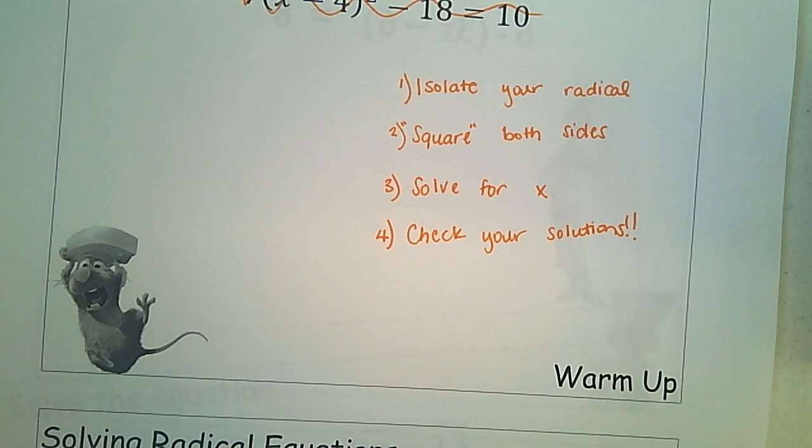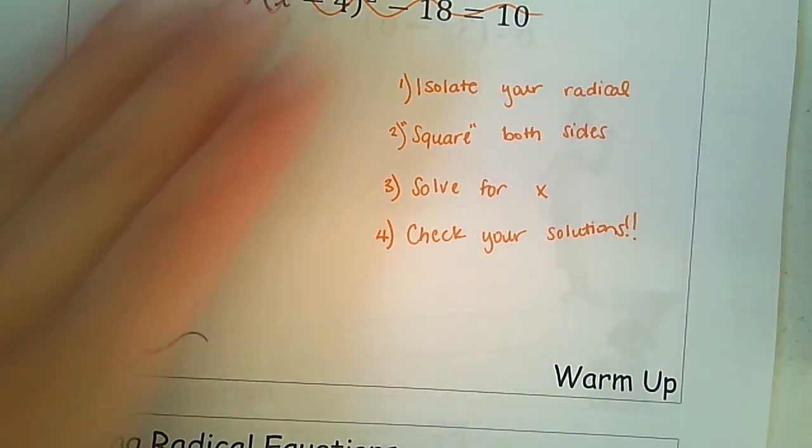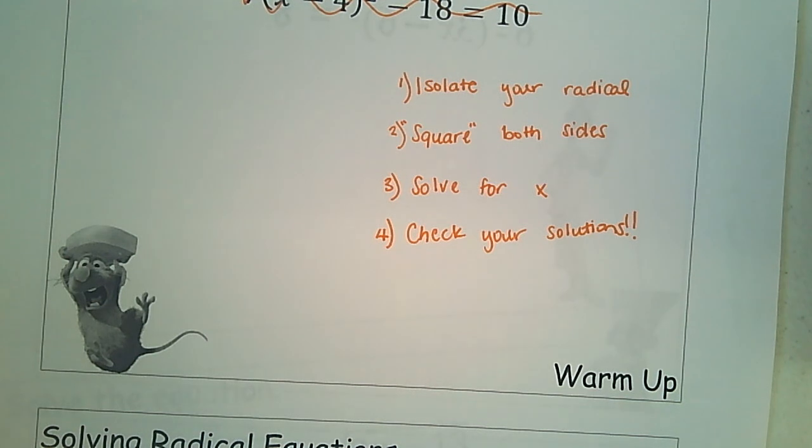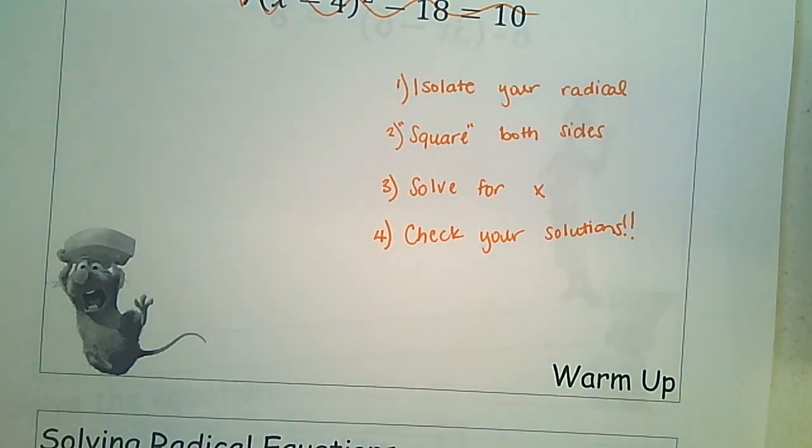I know some of you guys are very procedural. You like that recipe of how we solve things. So the first thing when we are solving radical equations, the first thing you're going to want to do is isolate your radical. You're going to want to get that square root or the cube root or whatever it is totally by itself.